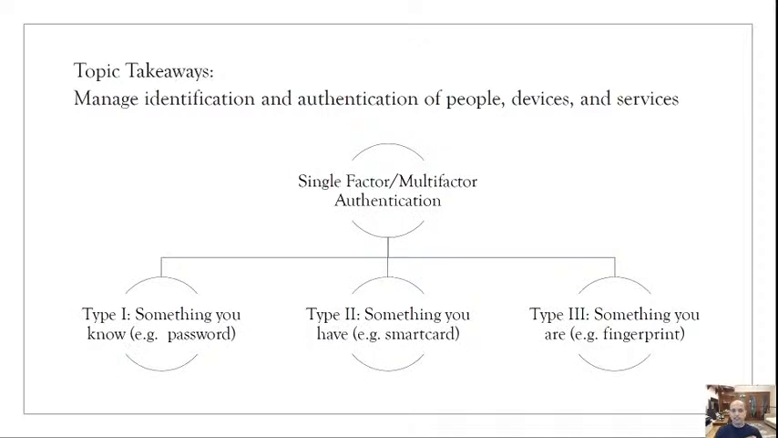Then moving to the next one, which is single factor and multi-factor authentication. Whenever we talk about single factor and multi-factor authentication systems, we need to understand that there are three kinds of authentication factors, right? Type 1, type 2, type 3. Type 1 is something you know. Type 2 is something you have. Type 3 is something you are. Something you know means a password, a cognitive password, or a security question answer. Something you have means a smart card or a token. Something you are means biometric.